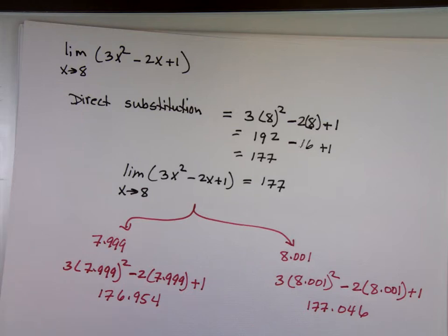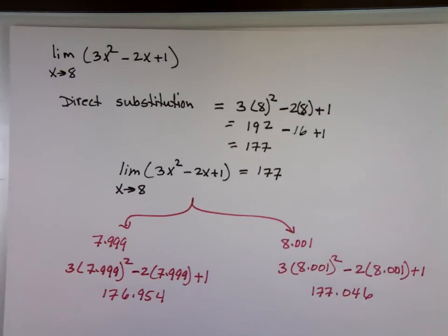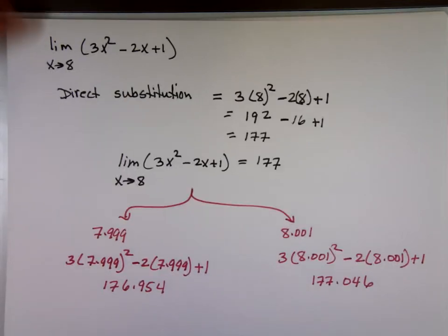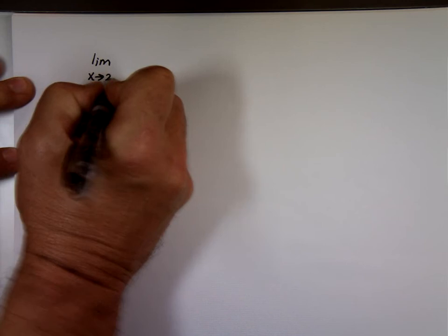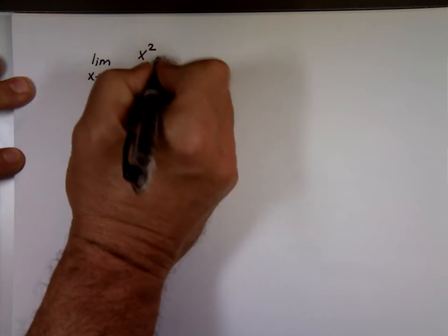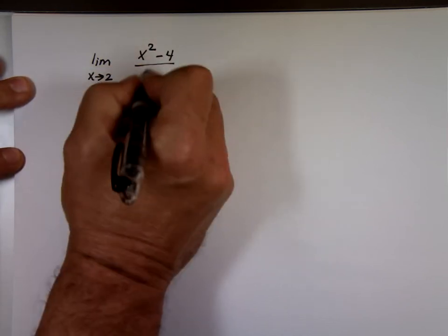So usually that's my first step in finding the limit, direct substitution. And if it doesn't work, I look for other ways of doing it. When wouldn't it work? Oh, I'm glad you asked that question. Let me give you one where it doesn't work. The limit as x approaches 2 of x squared minus 4 divided by x minus 2.